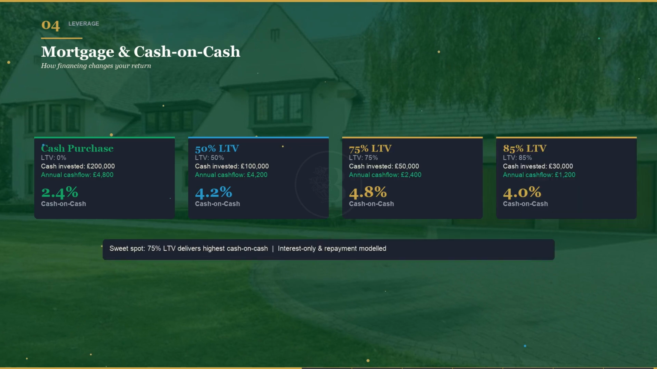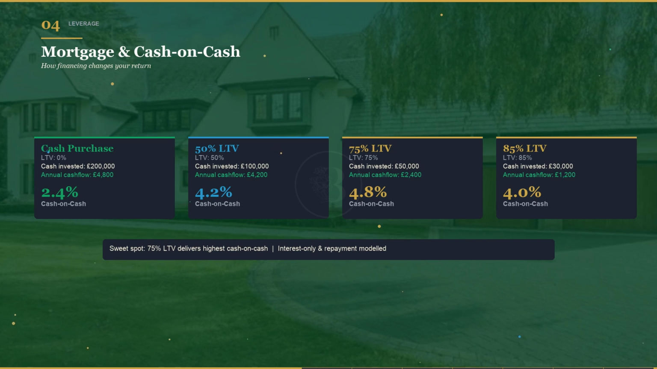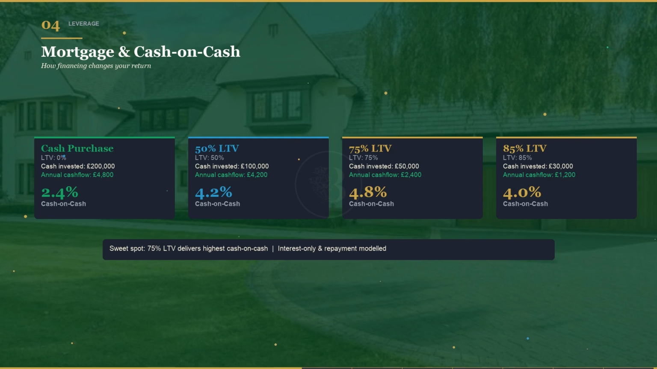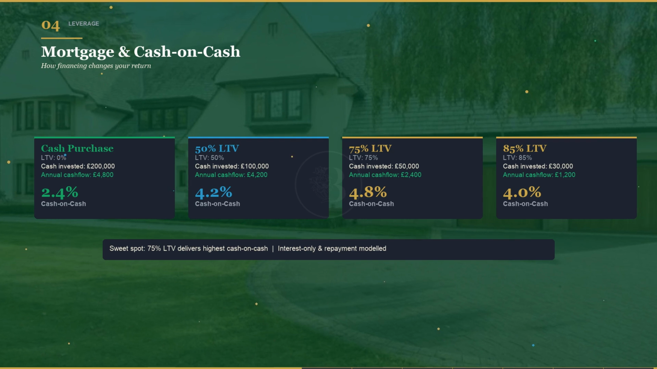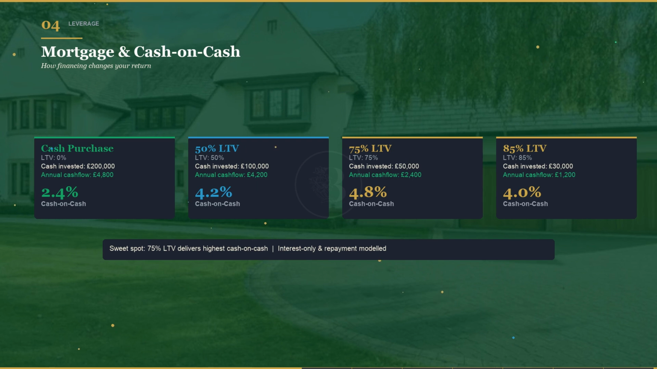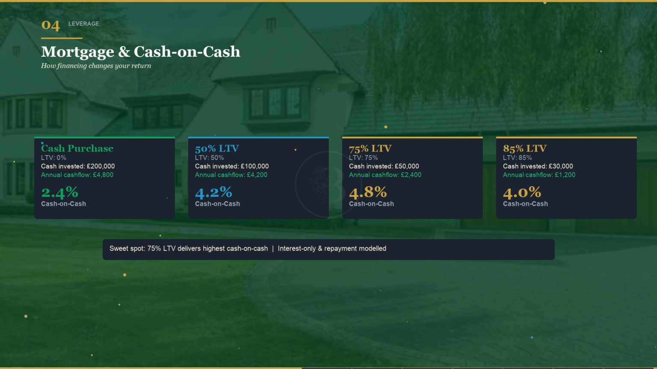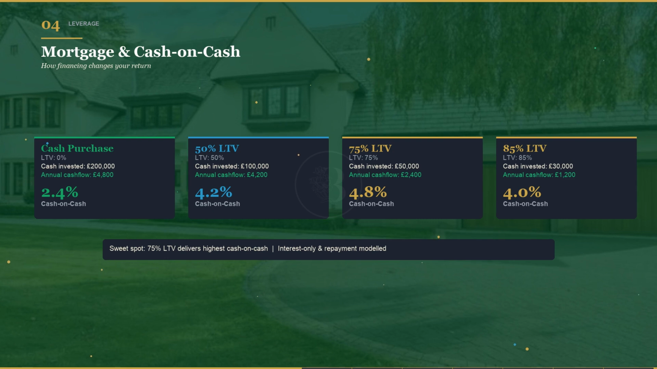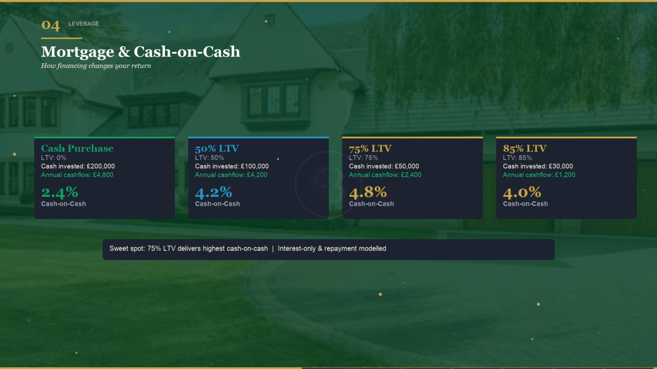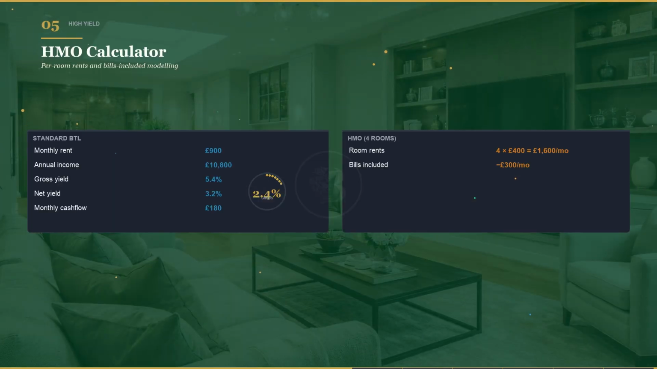Leverage changes everything. A 75% loan-to-value mortgage means you invest only 25% of the purchase price as cash. On a £200,000 property, that is £50,000. If the property generates £5,000 in annual cash flow after all costs including mortgage payments, your cash-on-cash return is 10%, even though net yield might be only 3%. The calculator models interest-only and repayment mortgages with configurable rates and terms. Adjust your LTV from 0 to 90% and see how leverage amplifies, or diminishes, your return on cash invested.